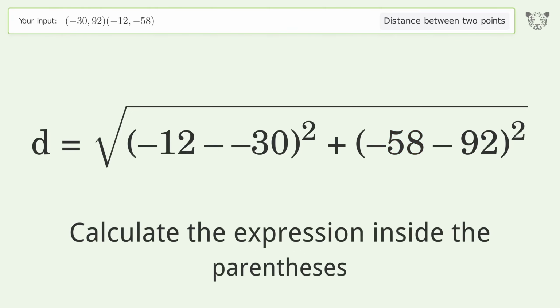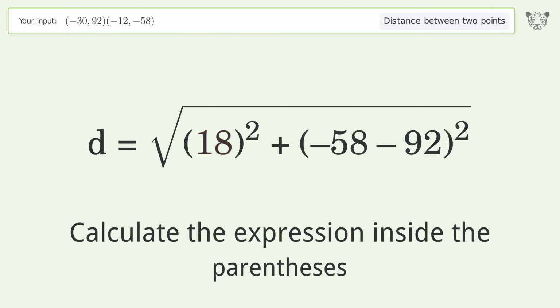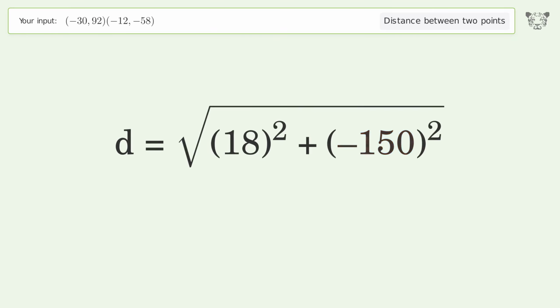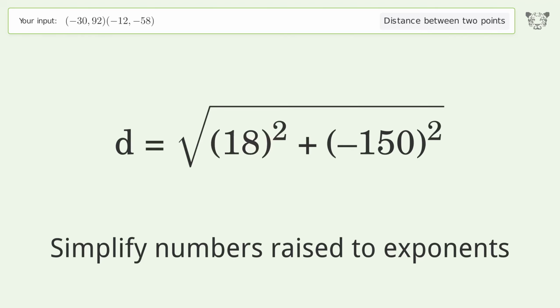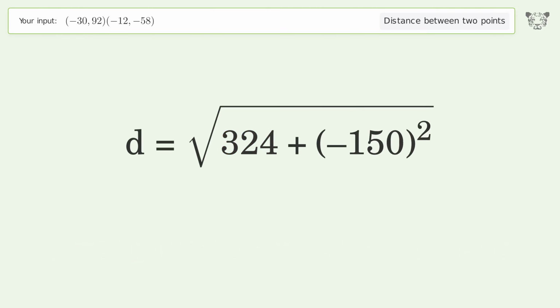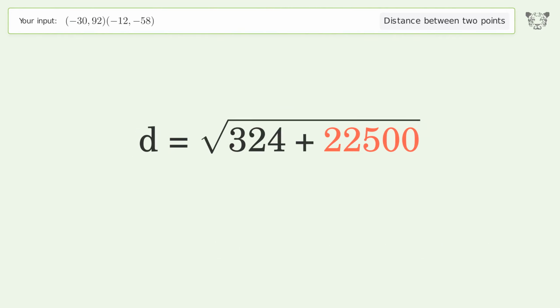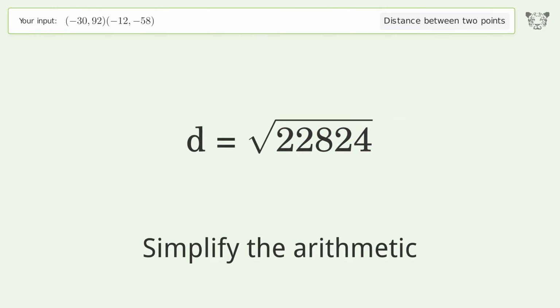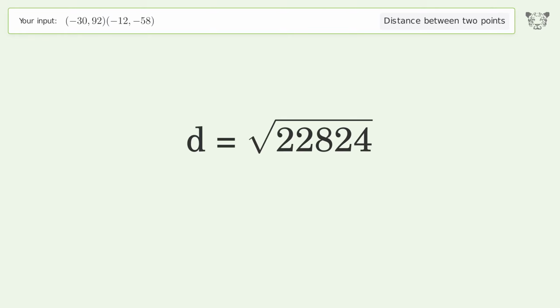Calculate the expression inside the parentheses. Simplify numbers raised to exponents. Simplify the arithmetic. And so the distance between the 2 points is the square root of 22,824, or 151.076.